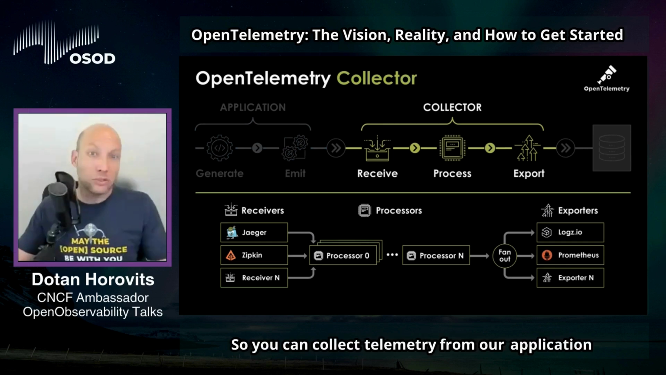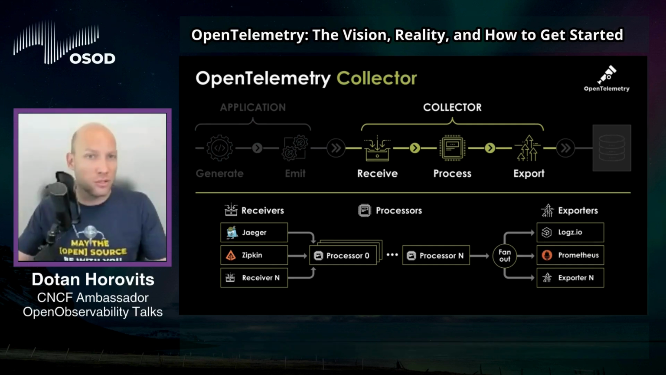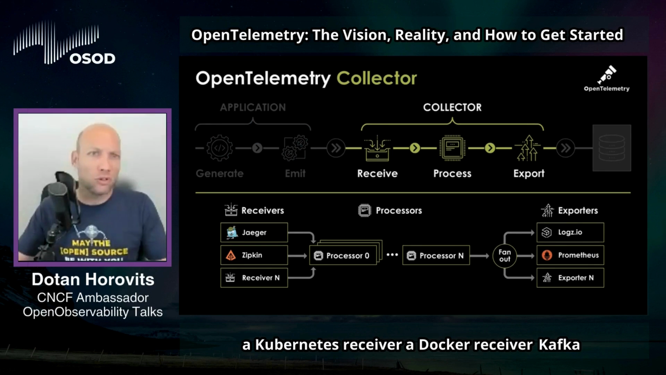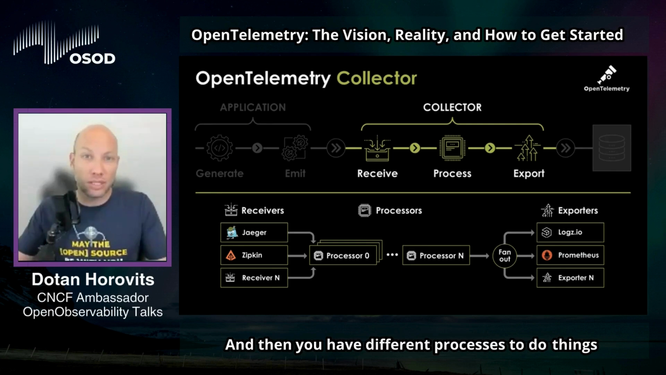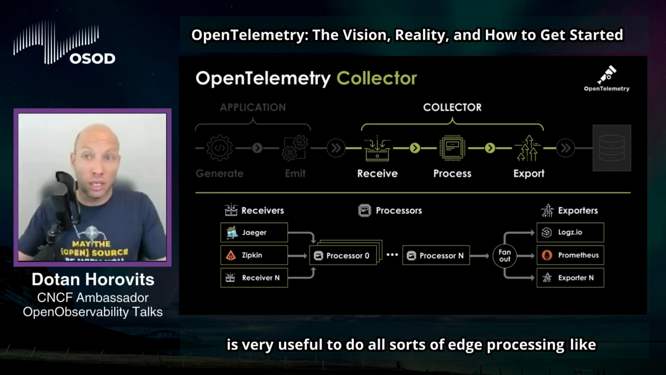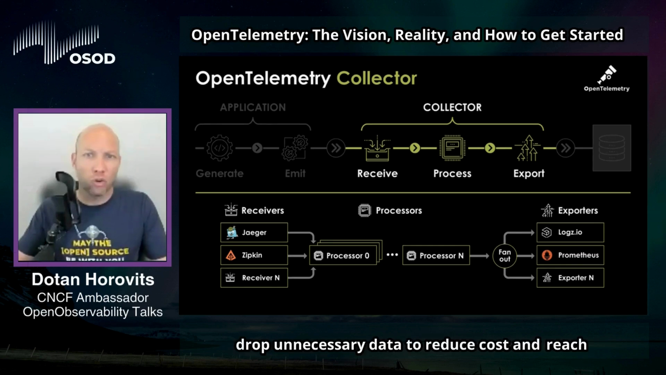So you can collect telemetry from your application, back end and front end, or from other infrastructure components. You have a Kubernetes receiver, Docker receiver, Kafka, MySQL, HTTPD, AWS X-Ray, GCP PubSub, CollectD, whatnot. And then you have different processors to do things such as filter, modify, batch, sample, and so on, which is very useful to do all sorts of edge processing like redact PII, drop unnecessary data to reduce cost, enrich with geolocation, everything else. And then you can also chain different processors to get more elaborate processing logic.